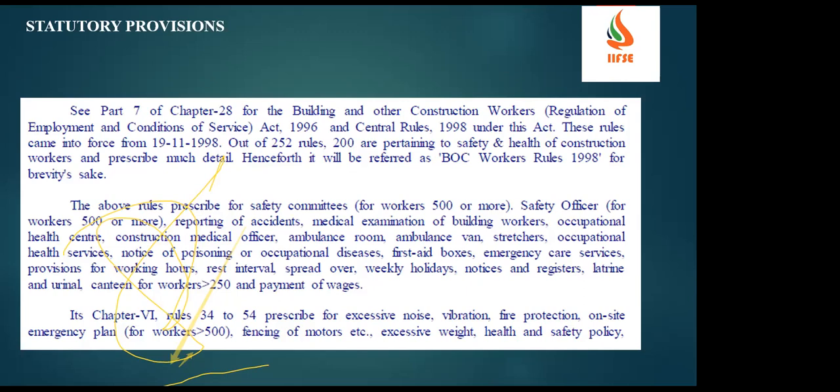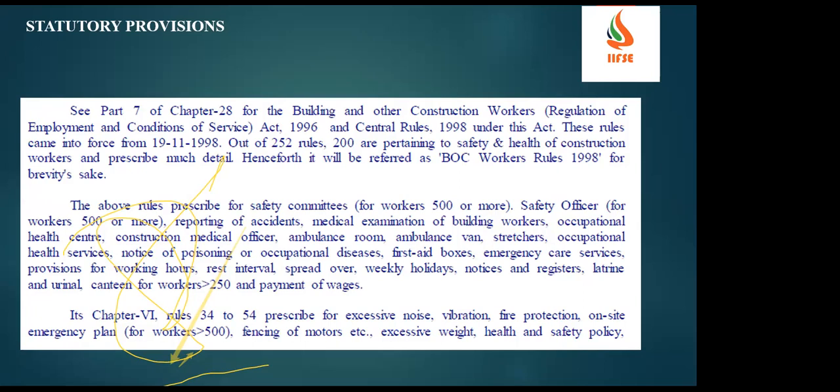If workers are more than 250, as we discussed yesterday, provide a canteen. Apart from that, they have to provide an occupational health center and a first aid center. They should have an ambulance in case of any emergency. They should have a stretcher so that in case of emergency they can carry a person, and they have to maintain first aid boxes. For emergency care service, they have to tie up with a nearby hospital to take care of the victim in case of any emergency.